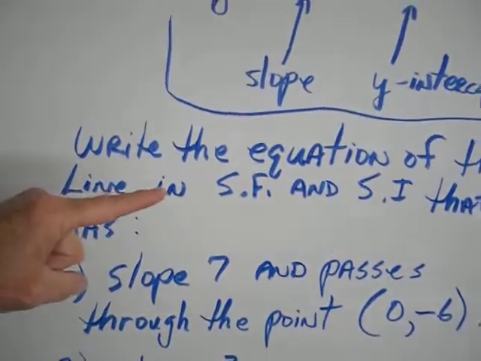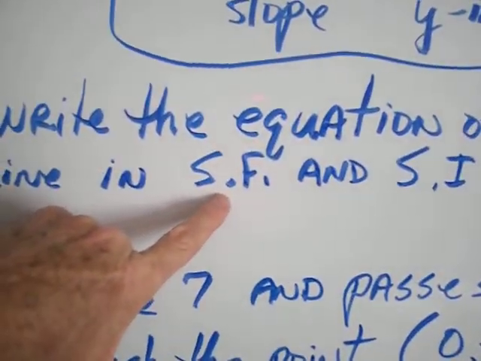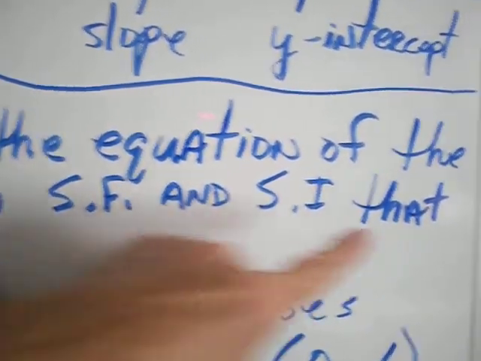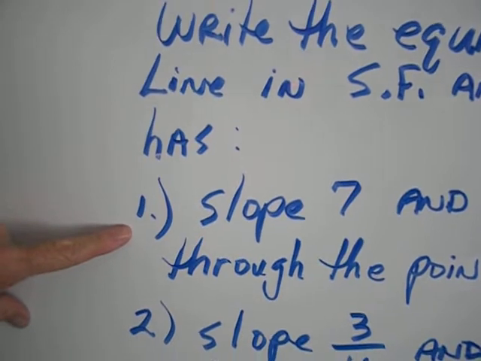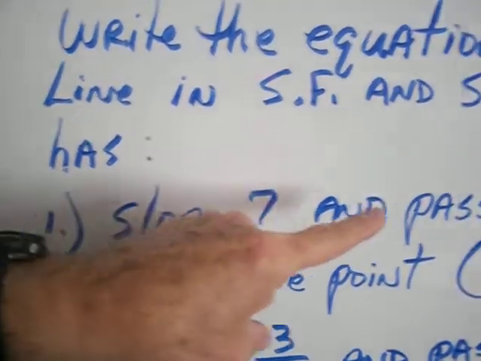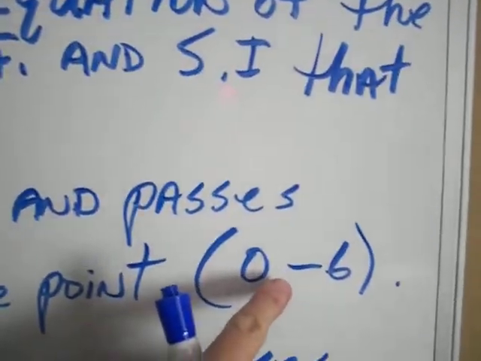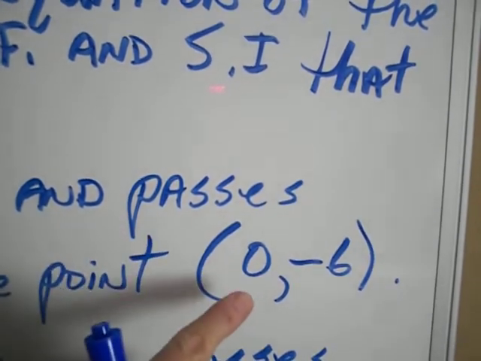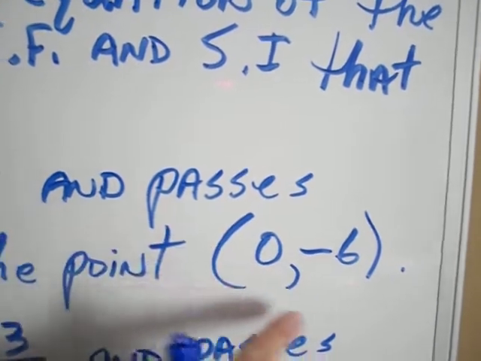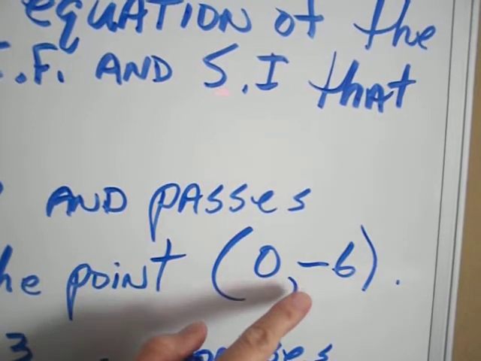Here are the directions. Write the equation of the line in standard form and slope-intercept form that has, now here's our number 1, slope 7, and it passes through the point (0, -6). Now we want to emphasize this point right here, people. This point is not just any point. This point is the y-intercept.